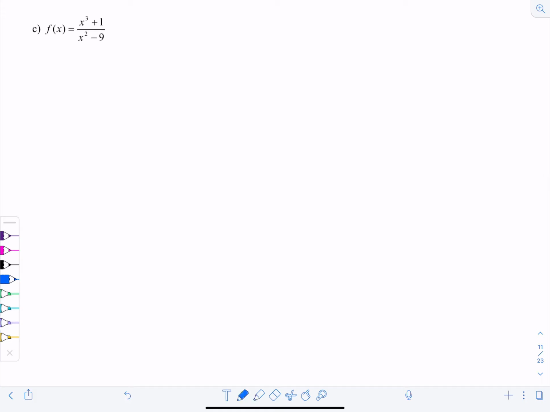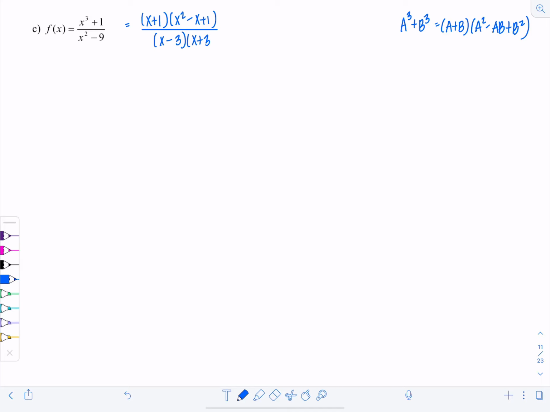x cubed plus 1, that's a sum of cubes. Do you remember how a sum of cubes factors? a cubed plus b cubed factors into a plus b times a squared minus ab plus b squared. If you forgot, I'll link a video here about how to factor a sum and difference of cubes. So this is going to factor into x plus 1 times x squared minus x plus 1. Make sure you know how to do that. It's not going away, even when you get to calculus, especially when you get to calculus. And then the denominator factors into x minus 3 times x plus 3.